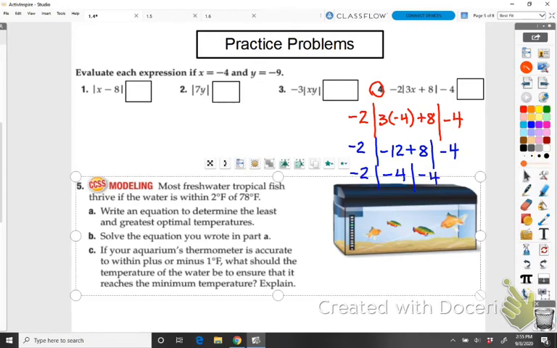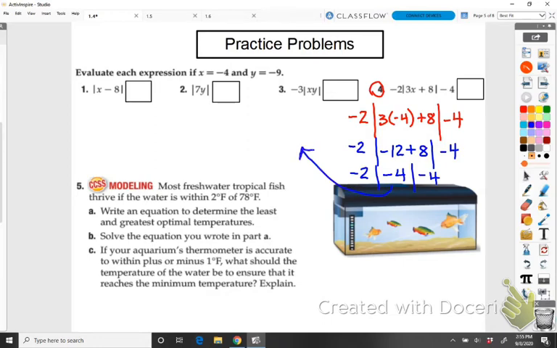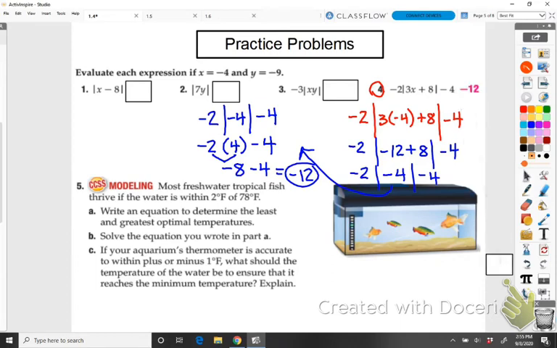Let's go over here. So negative 2, the absolute value of a negative 4, minus a 4. So the absolute value of a negative 4 turns into a positive 4, and we can put that in parentheses because we're going to be multiplying these, which is negative 8 minus 4, and that equals a negative 12. The other ones are pretty easy, so I'm not going to show you those ones.